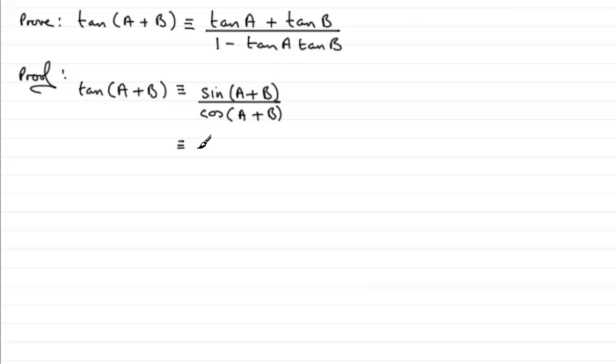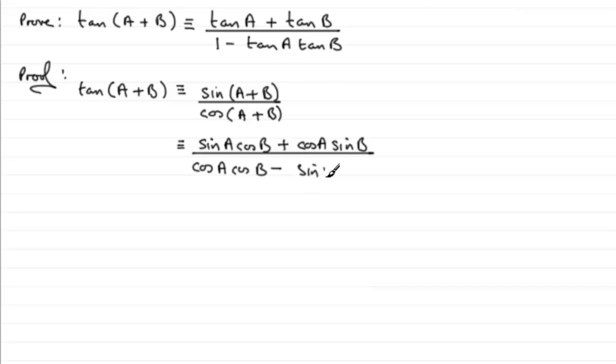If we expand this, we get the sine of a cos b plus cos a times sine b, or sine b cos a, it makes no difference there. And this is divided by the expansion of the cosine of a plus b, which is cos a cos b minus the sine of a sine b.